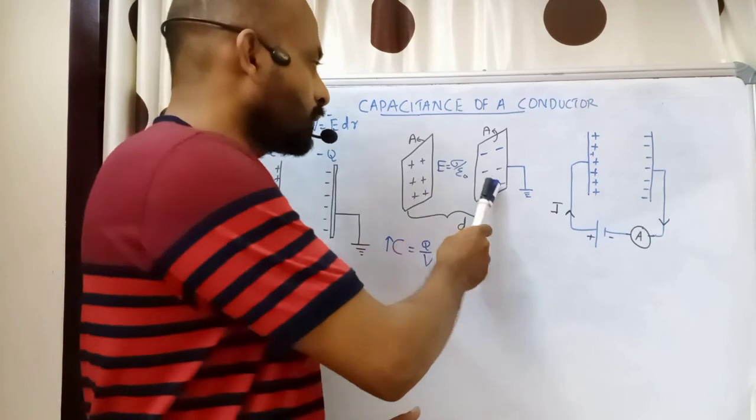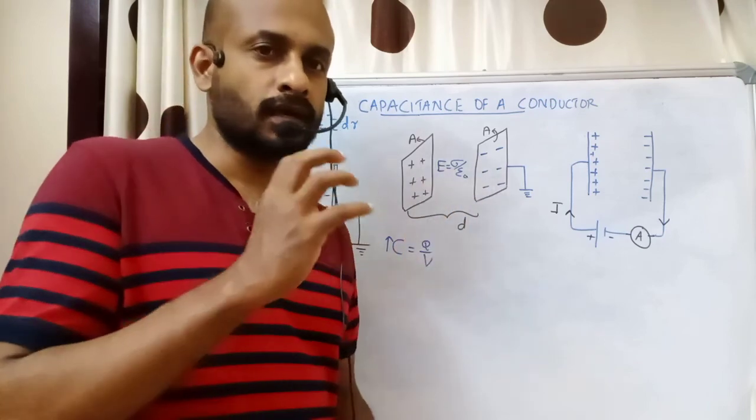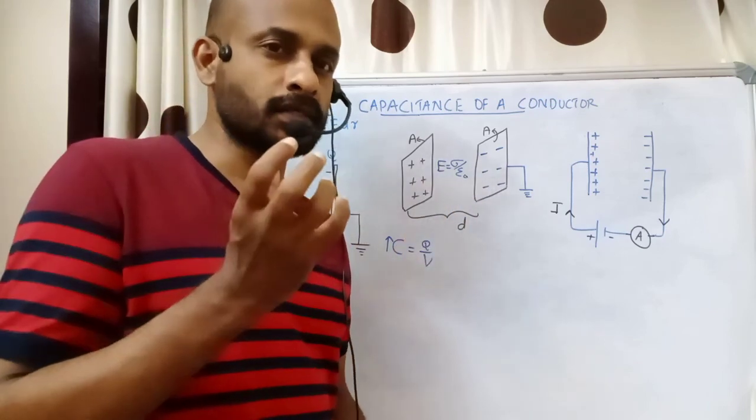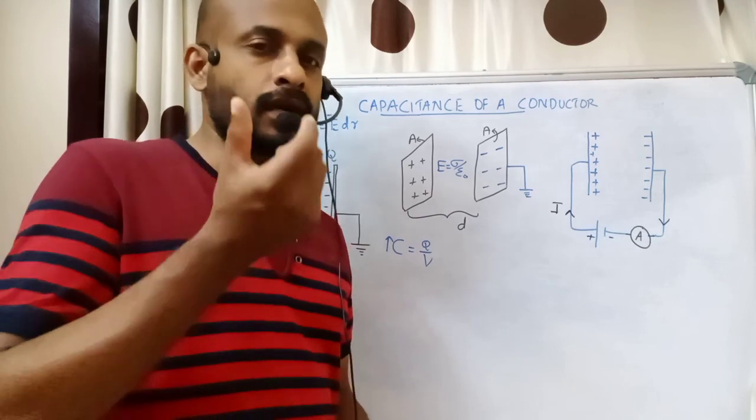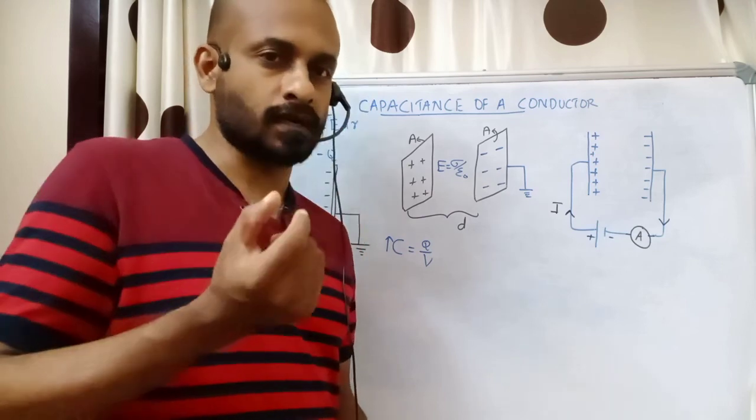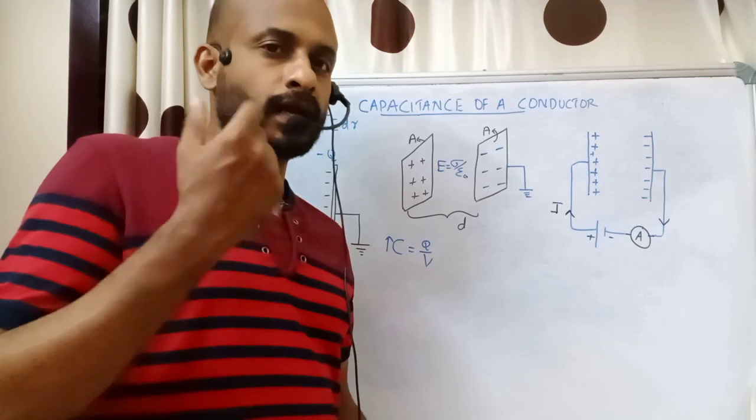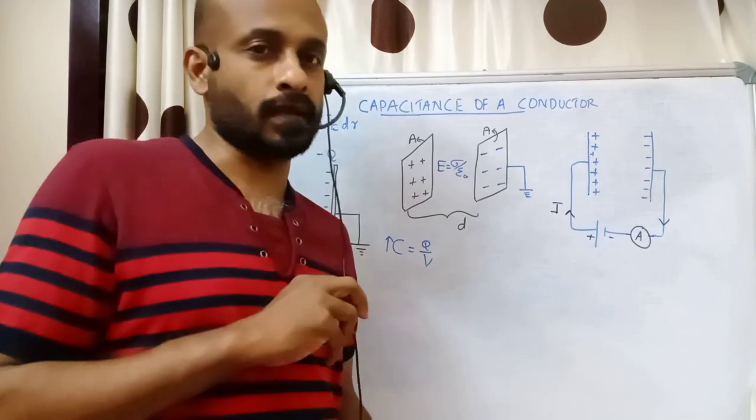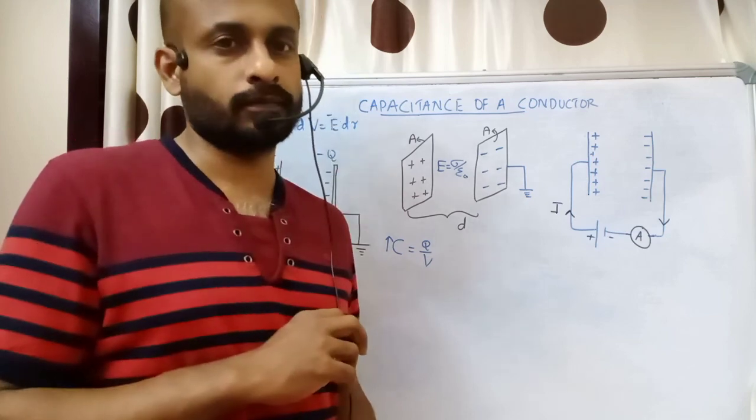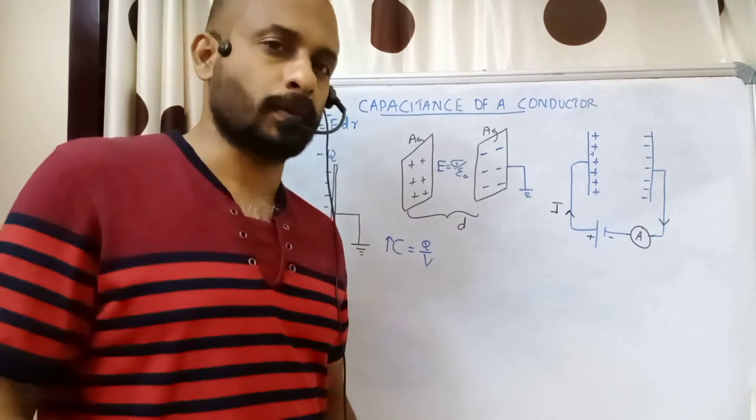Similar to such parallel plates, there are two more capacitors: cylindrical capacitors and spherical capacitors. In a cylindrical capacitor, we have two coaxial cylinders. And in a spherical capacitor, we have two coaxial thin hollow spheres. These are the different types of capacitors.